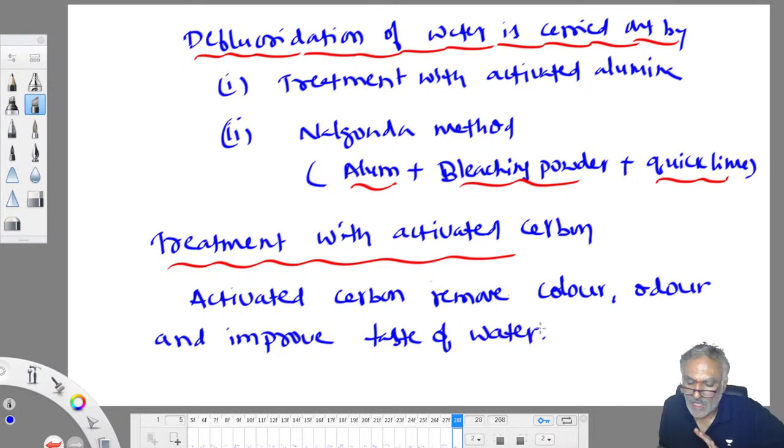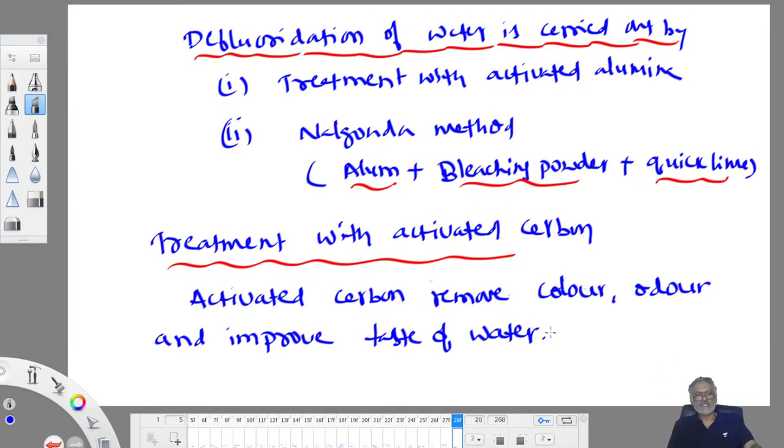So for color removal, normally we treat with activated carbon. Activated carbon is nothing but the empty coconut shell. If it is burnt at elevated temperature, you get activated carbon. If you pass water through a bed of activated carbon, you can get rid of the color problem, smell problem, and it also improves the taste of water.